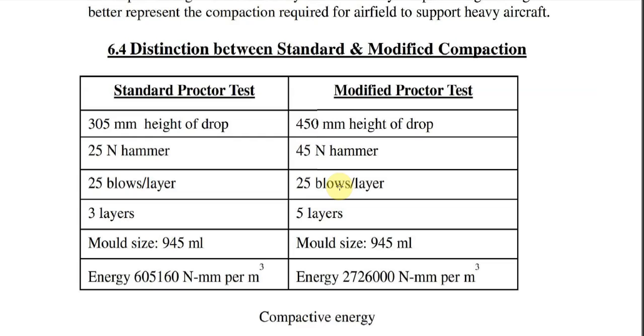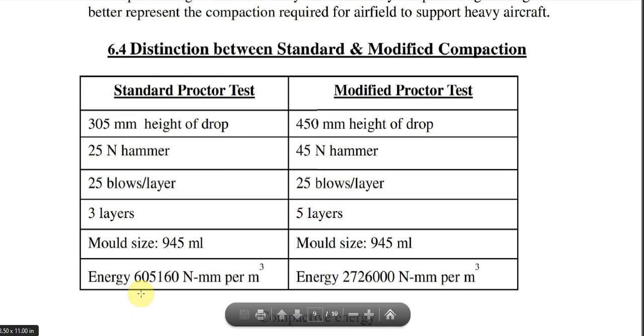It is that 1000 ml or 945 ml mold, but the compaction energy, the energy with which the soil is compacted, is more in modified Proctor test. In standard Proctor test, it is 605,160 Newton mm per meter cube, but in modified Proctor test, it is 2,726,000 Newton mm per meter cube.